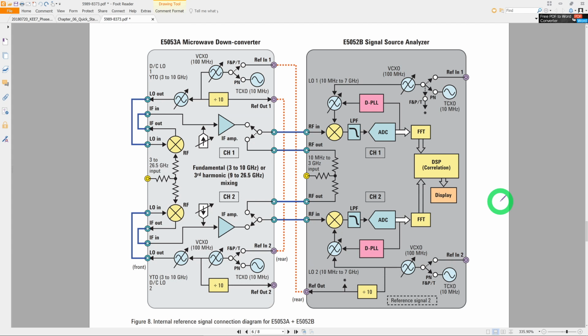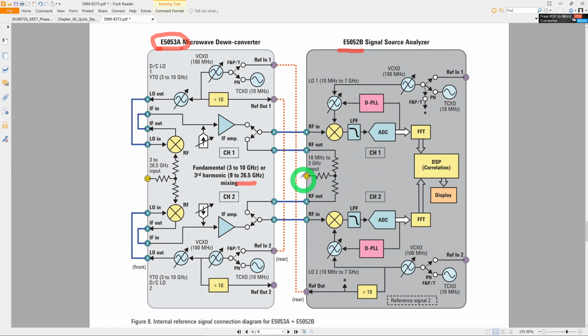And this is the block diagram of the instrument. It actually is in two parts. There's the E5053A and the E5052B. Unfortunately, I don't have this part, and I'm desperately looking for one to add to the system, but we don't have that. So ignore everything on the left side. This part on the left allows phase noise measurements to be done all the way up to 26.5 gigahertz, whereas the instrument itself is limited to 7 gigahertz, which is okay.